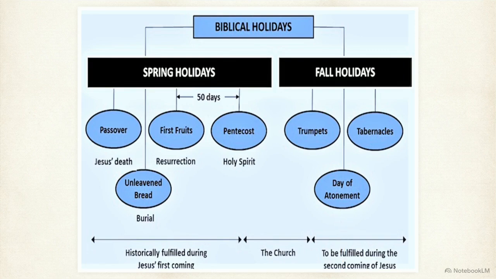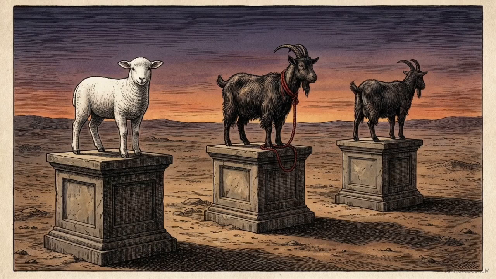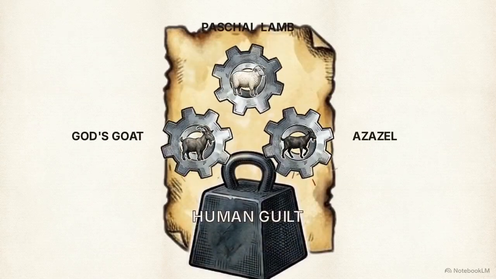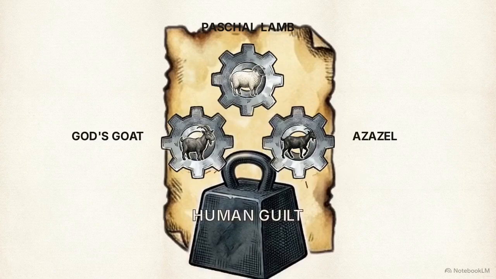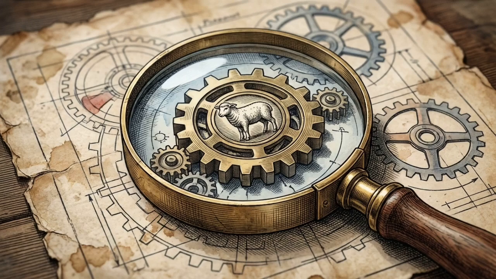For centuries, these 2 events were the primary mechanisms for national survival. Navigating these 2 massive festivals required 3 highly specific, rather strange animal roles. The system demanded a lamb, a sacrificed goat, and a living, exiled scapegoat known as Azazel. Why would an ancient religion construct 3 completely distinct mechanical roles just to deal with human guilt? To understand how this engine actually functioned, we have to look at the parts individually.